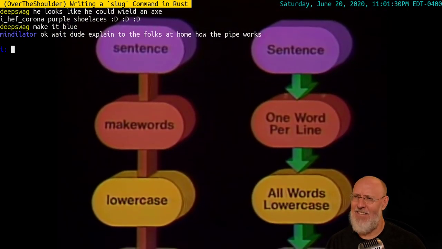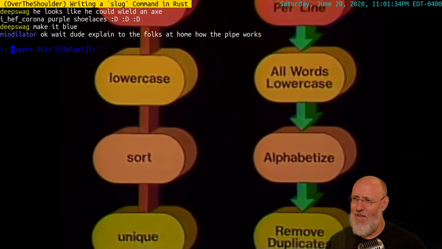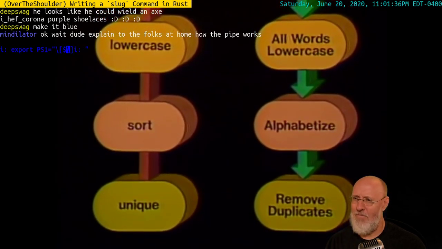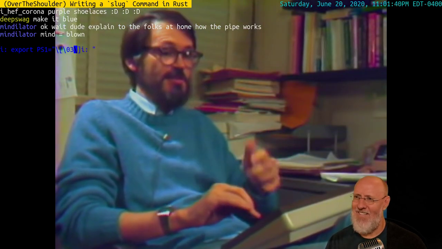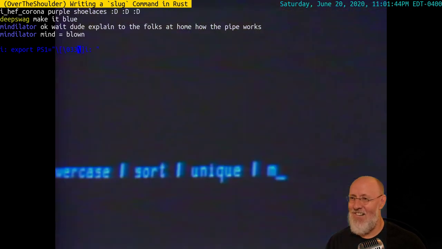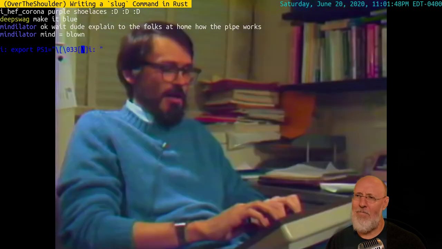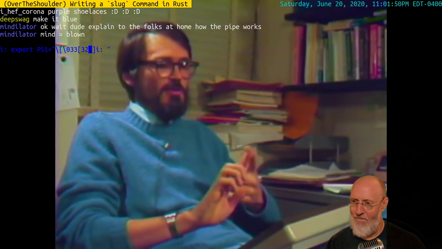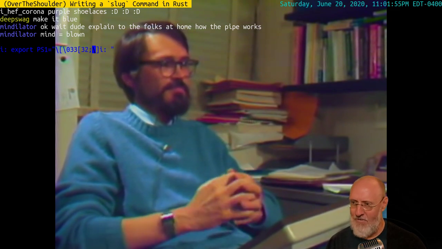What we've got so far is the words of my document, in this case the sentence, one word per line, lowercase, neatly sorted, and all of the duplicate words thrown away. So there's only one instance of each different word. And then what I'm going to do is run it into one last program called mismatch, which will simply print all of the words that came down this pipeline and print out the ones that were not in the dictionary.